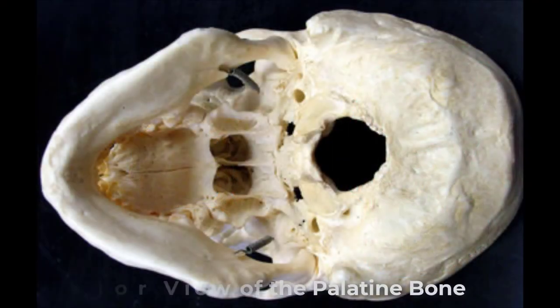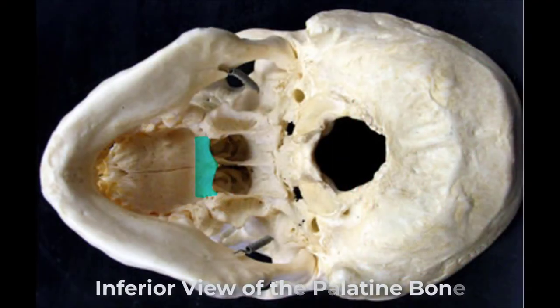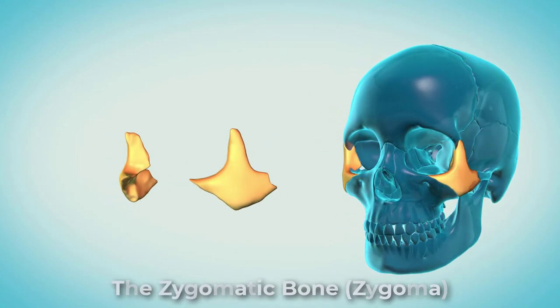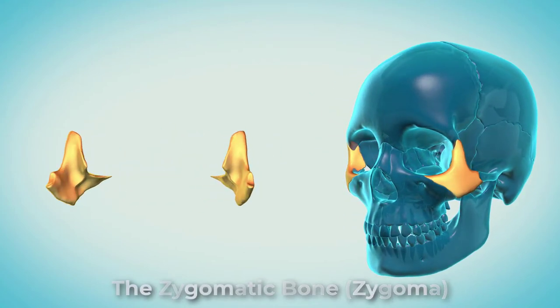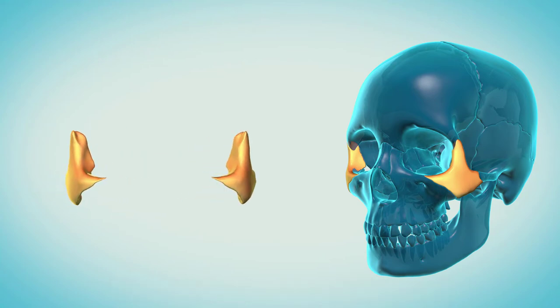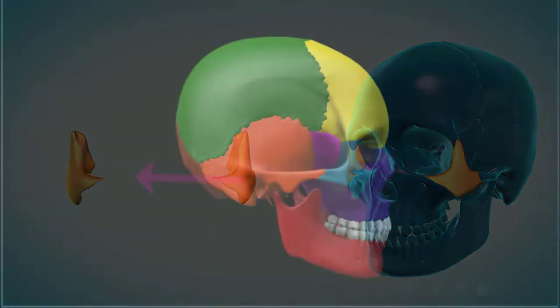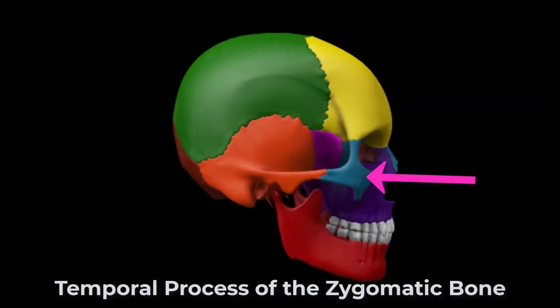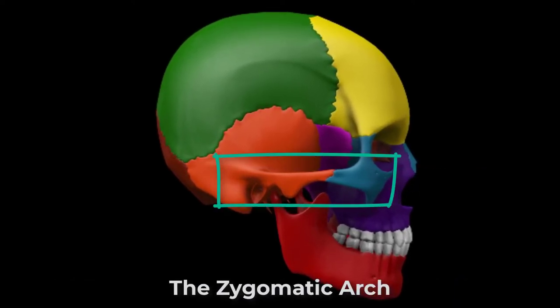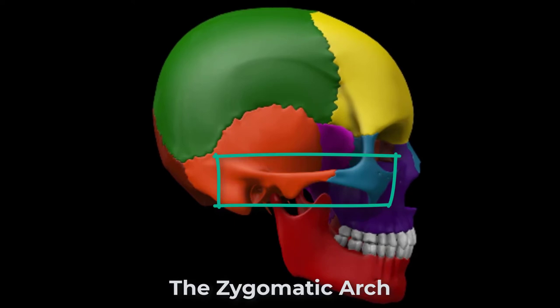The plates from the right and left palatine bones join together at the midline, forming the posterior quarter of the hard palate. The zygomatic bone is also known as the cheekbone. Each of the paired zygomatic bones forms much of the lateral wall of the orbit and the lateral inferior margins of the anterior orbit opening. The short temporal process of the zygomatic bone projects posteriorly, where it forms the anterior portion of the zygomatic arch.